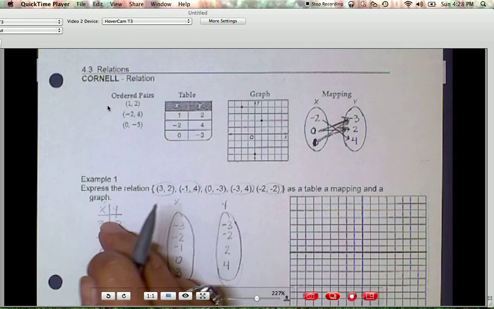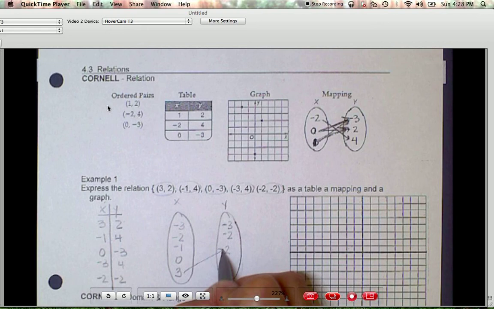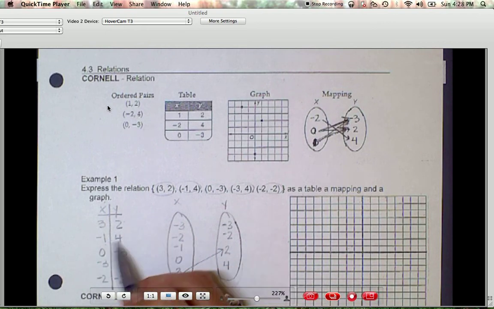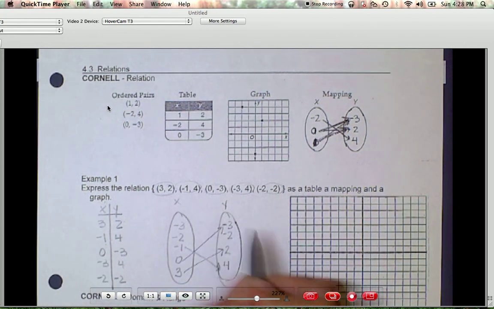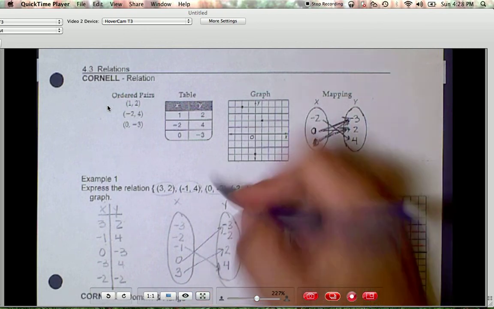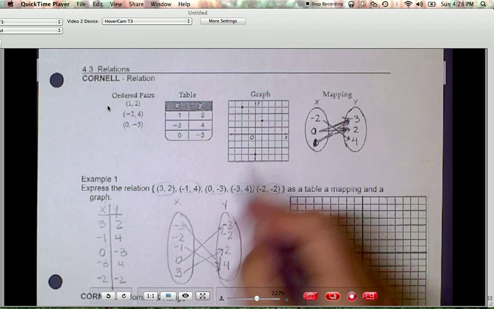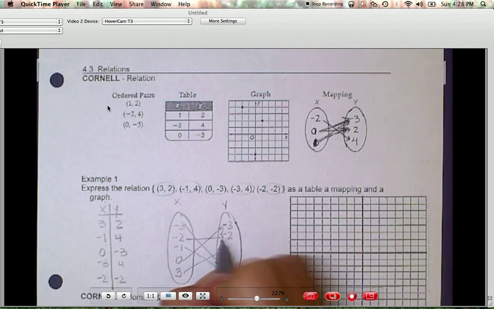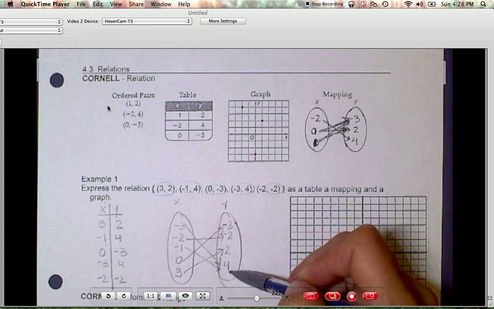Now we go back and just check each point. 3 goes to 2 with an arrow. -1 to 4 with an arrow. 0 to -3. -3 to 4. And -2 to -2. Alright? So in order from smallest to largest, in order from smallest to largest.